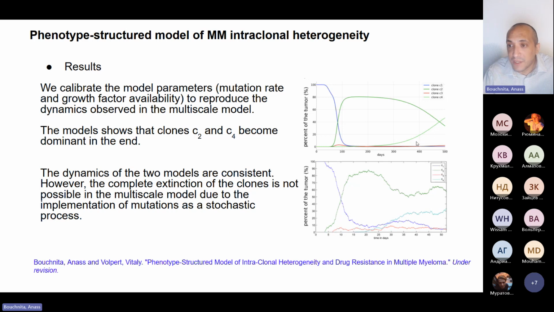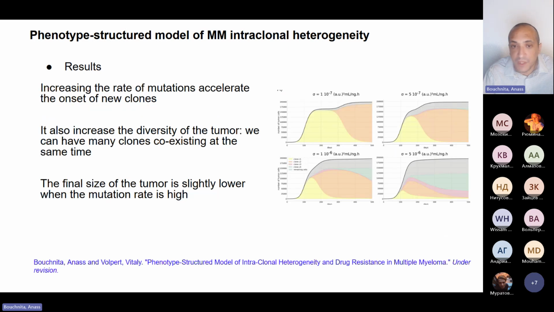Another difference is that in this model, toward the end, the clone number 4 seems to be taking the lead over clone number 2, but I think this is just because of the choice of parameters. But basically, the two models provide the same dynamics.